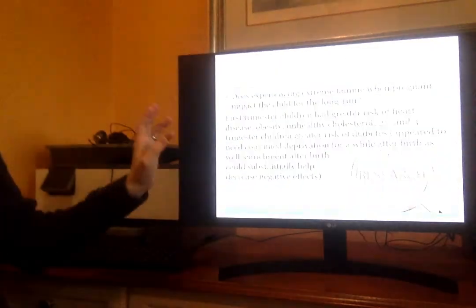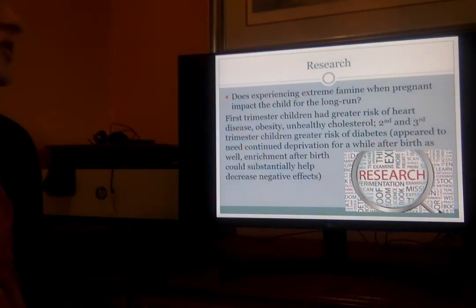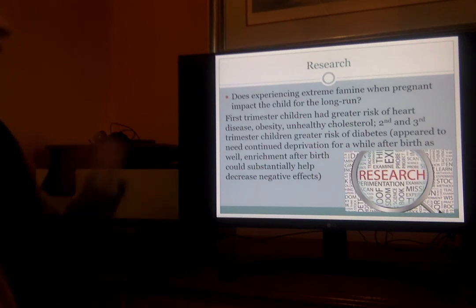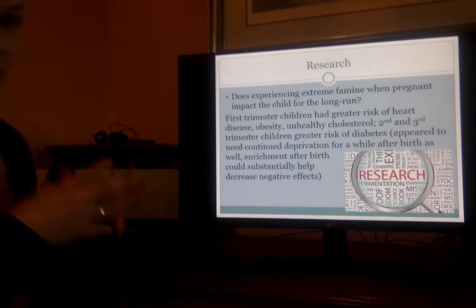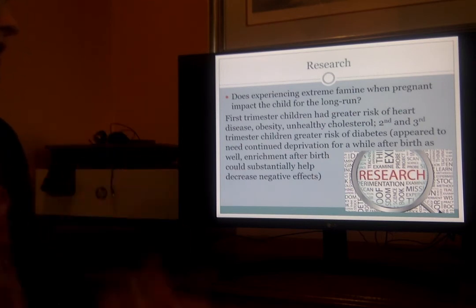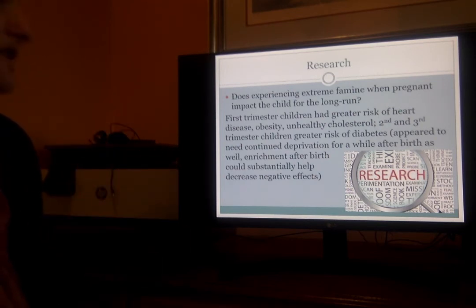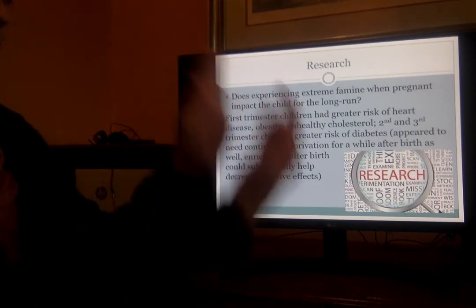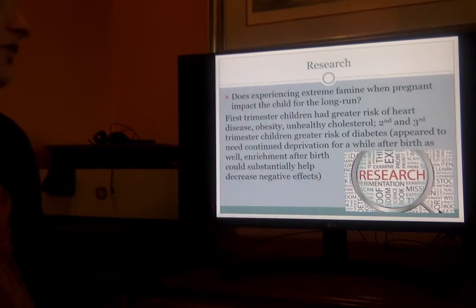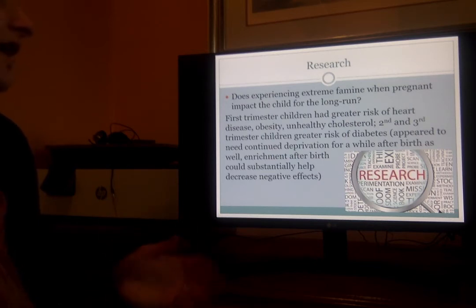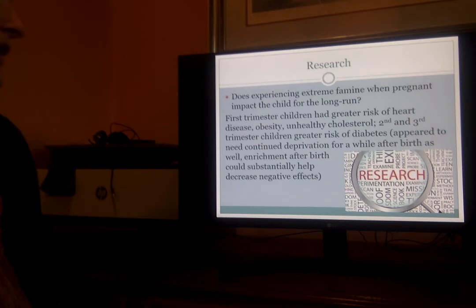Okay. So they found that first trimester children had greater risk of heart disease, right? The children that were in the first trimester when this struck had a greater risk of heart disease later on, obesity, unhealthy cholesterol. Second and third trimester children, so they were further along in gestation and growth, had greater risk of diabetes, and appeared to need continued deprivation for a while after birth as well.